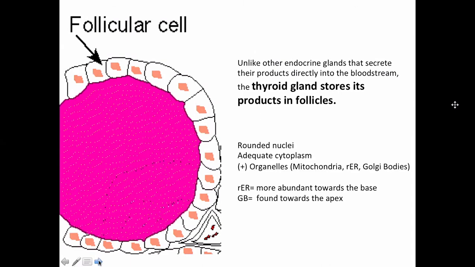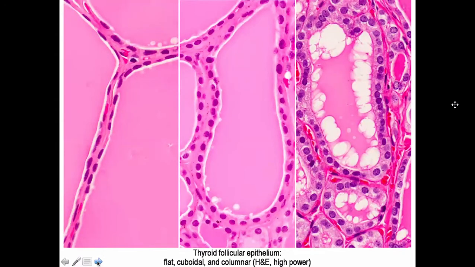They have round nuclei, adequate cytoplasm, and a lot of organelles, specifically mitochondria, rough endoplasmic reticulum, and Golgi bodies. The rough endoplasmic reticulum is more abundant towards the base, while the Golgi bodies are found towards the apex. This is the thyroid follicular epithelium. It depends upon the hormonal status of the patient: flattened, cuboidal, or somewhat columnar.